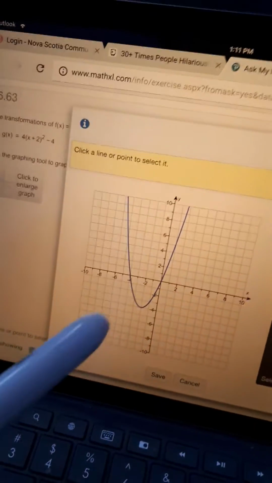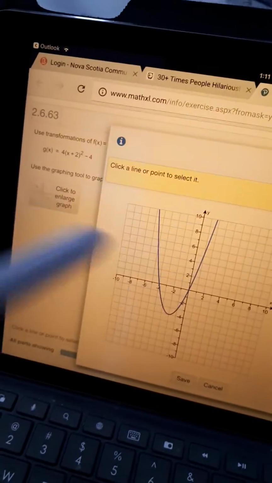Hey Dave, so let's check this out, buddy. You're doing everything right in terms of your vertex, okay? So you're doing your vertical shift up and down, and you're doing your horizontal left and right, and that's cool.